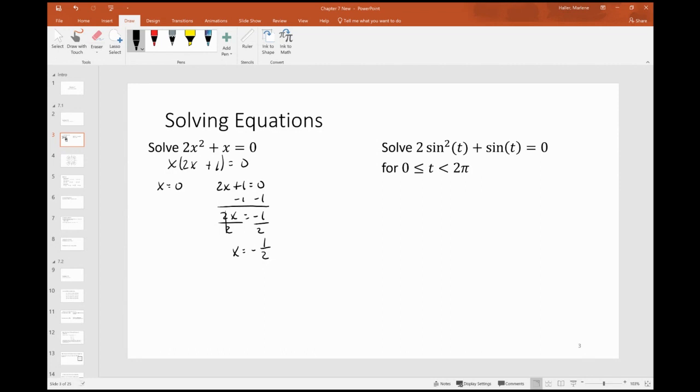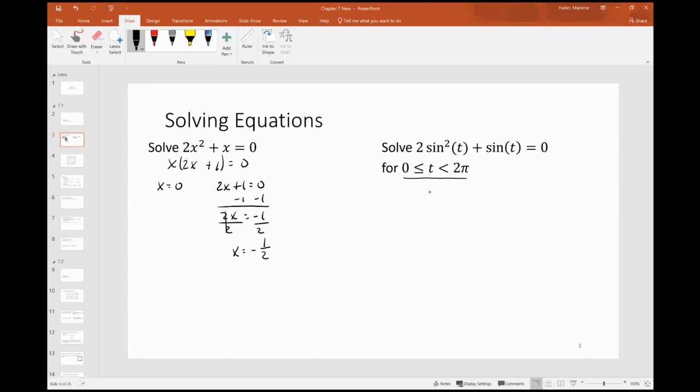So take a look at this trig equation over here, 2 times sine squared of t plus sine t equals 0. And we always need to know how many solutions, or if we're looking for all solutions, or in this case, we just want solutions that are once around the unit circle, between 0 and 2 pi.